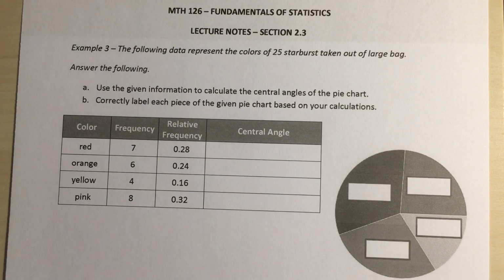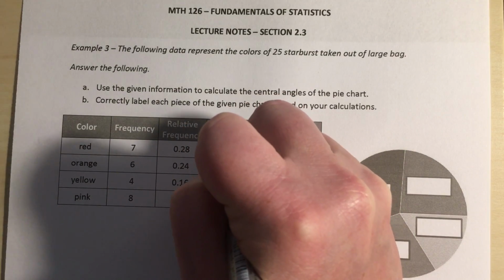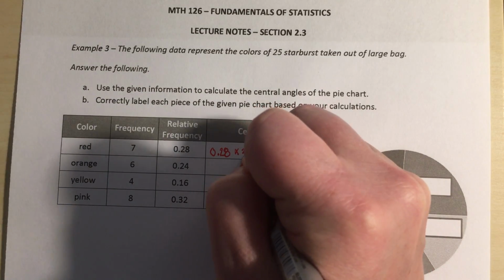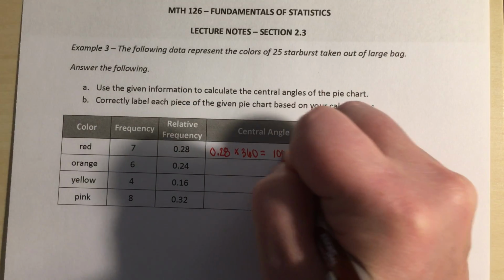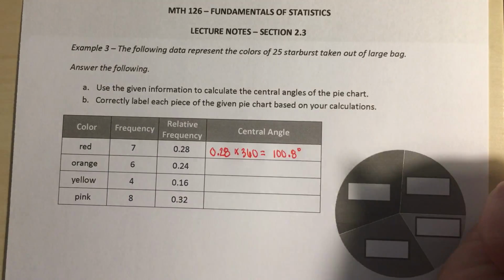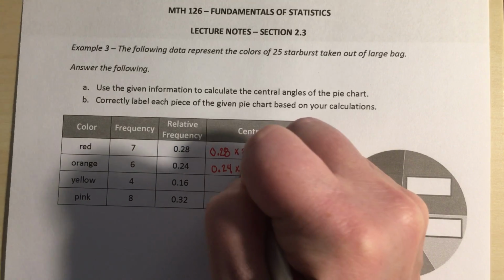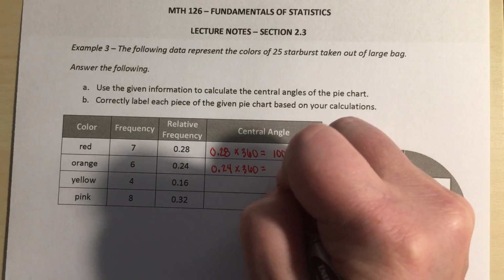All right, so to calculate central angles, a circle is a full 360 degrees. So if we're going to calculate the central angles, we're going to take the relative frequency and multiply it by 360 degrees. So for this first one, we're going to take 0.28 times 360 and we get 100.8 degrees. We're going to take 0.24 times 360 and we're going to get 86.4 degrees.